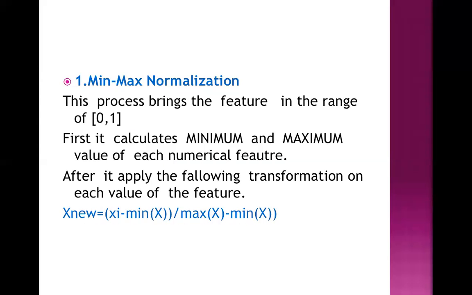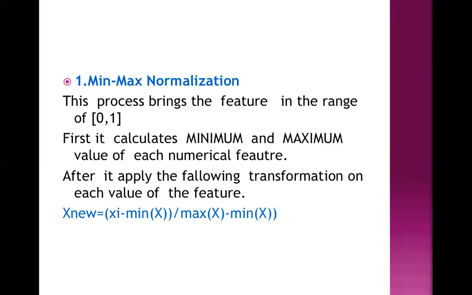Whatever feature is selected for the normalization, you want to take that feature's values between 0 and 1. First it calculates the minimum and maximum value of each numerical feature. After that, it applies the following transformation on each value of the feature. That should compulsorily be between 0 and 1.